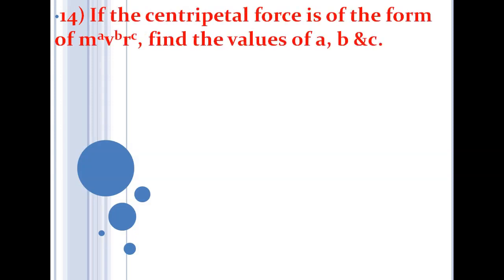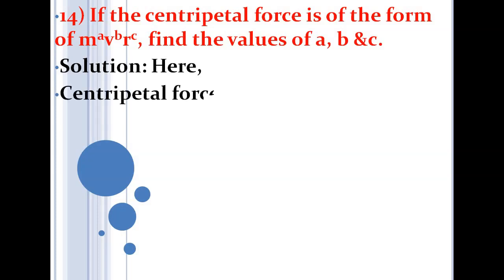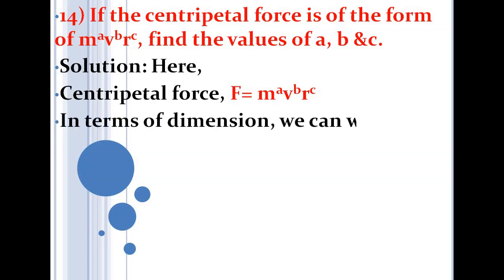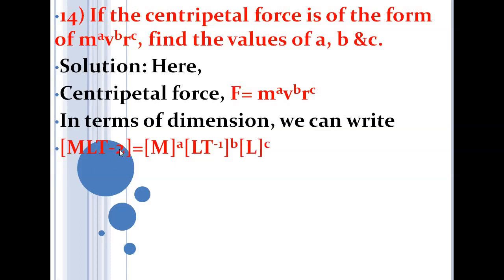If the centripetal force is of the form m^a v^b r^c, find the values of a, b, c. Here the centripetal force F equals m^a v^b r^c. Now in terms of dimensions, we'll write the equation. For the force, MLT^-2 must be equal to the dimensions of the right side.